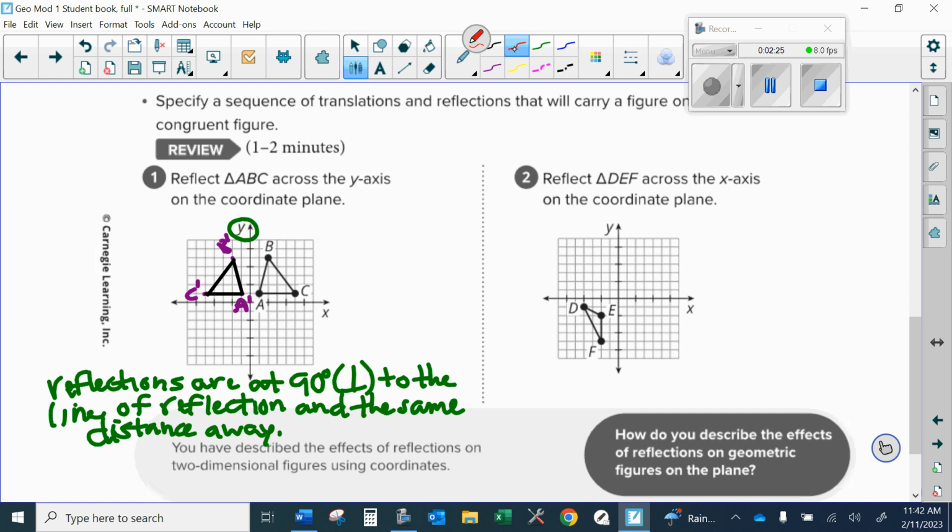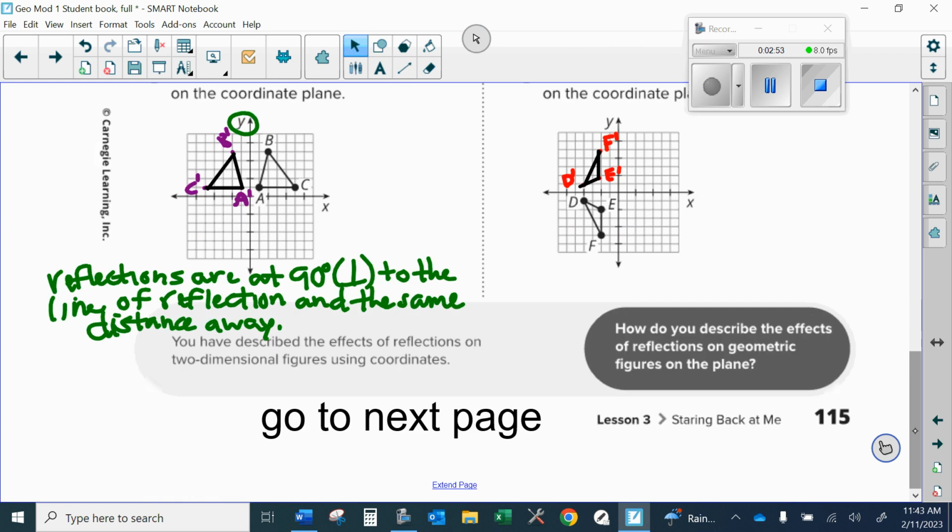So there's my x-axis. D is 1 away, so I go 1 away up here, 90 degrees to it. E, 90 degrees to the x-axis, go 2 away from it, E prime. And F is 1, 2, 3, 4, 5, so I go 1, 2, 3, 4, 5. F prime, and then just reconnect them. That's it. Okay. It should be very simple when you have that. All right, let's go to the next page.